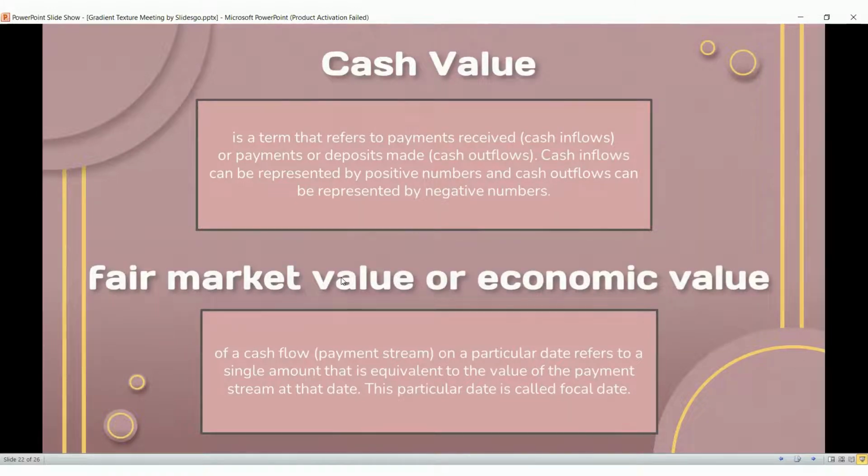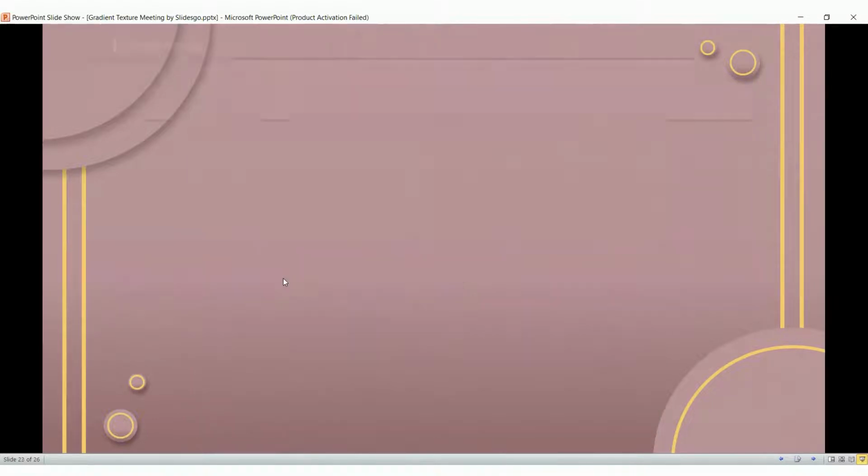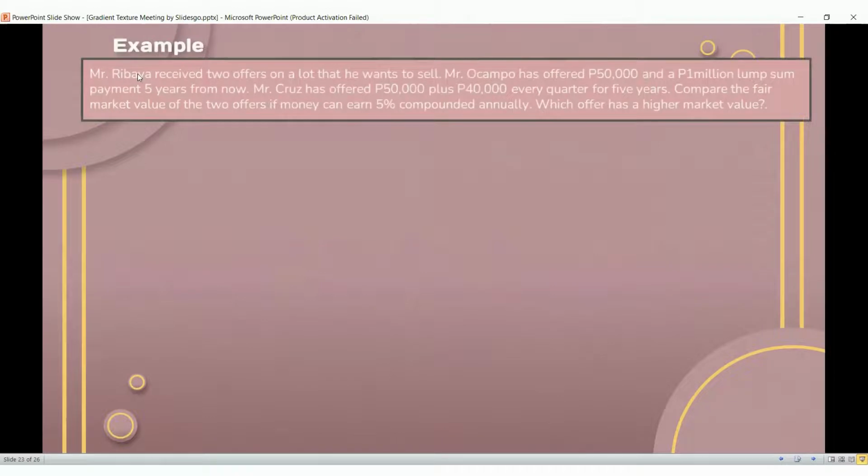So meron tayong example dito ng problem na solve natin for fair market value. So we have here a problem. Mr. Ribaya received 2 offers on a lot that he wants to sell. Mr. Ocampo has offered 50,000 pesos and a 1 million lump sum payment 5 years from now. Mr. Cruz has offered 50,000 plus 40,000 pesos every quarter for 5 years. Compare the fair market value of the 2 offers if one can earn 5% compounded annually.